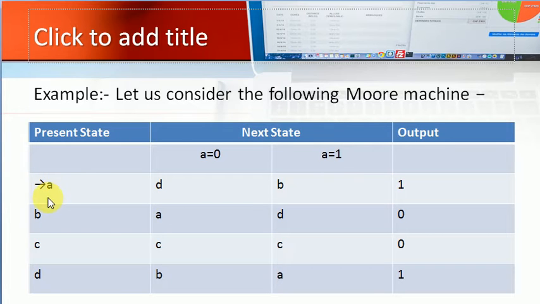So firstly the state is A, that is the initial state. On giving the input 0 on A, we will move to D, giving the output 1. Similarly, on giving the input 1 on state A, we will move to state B, giving the output 1. The same for the full table.